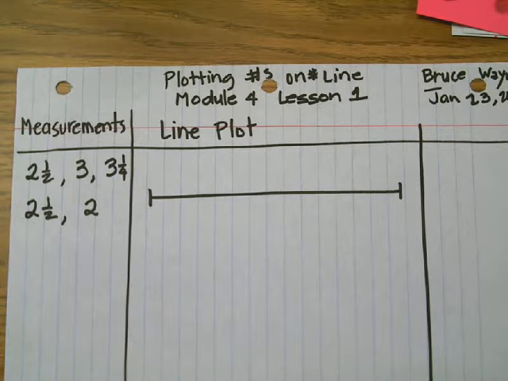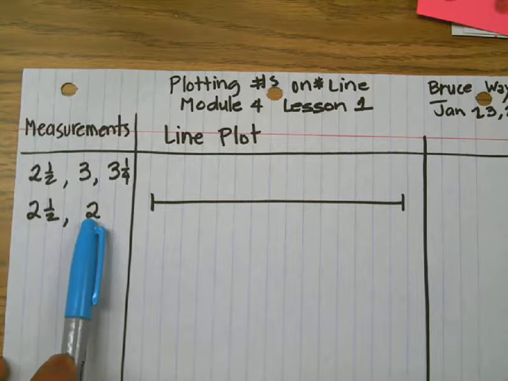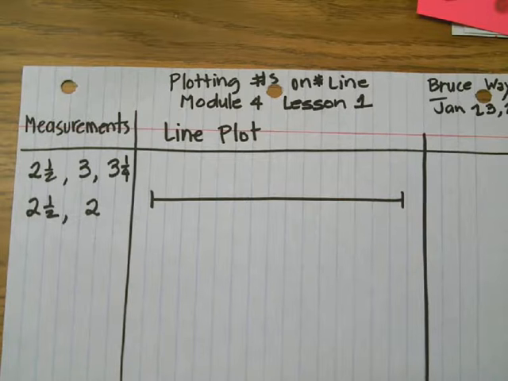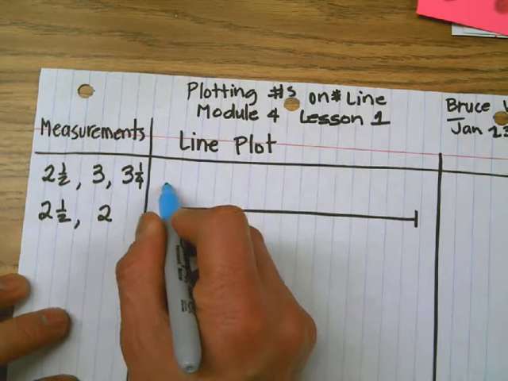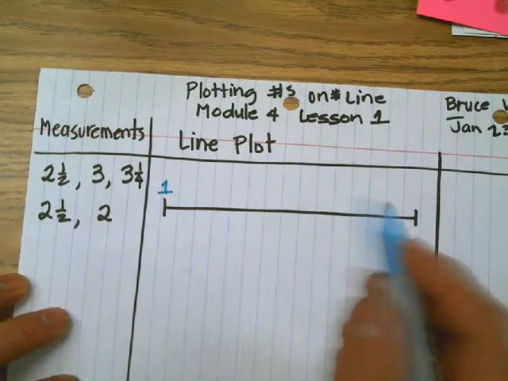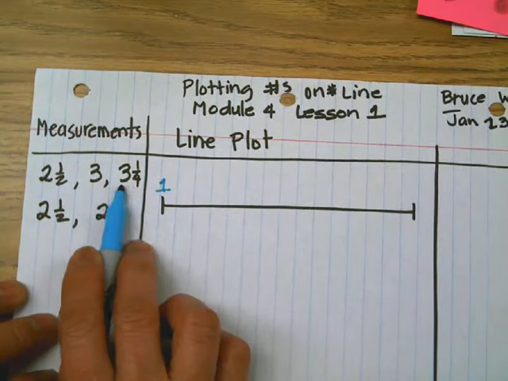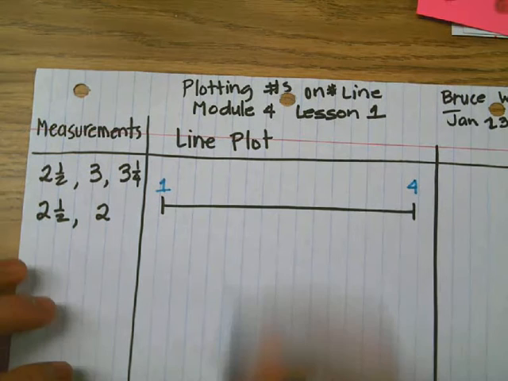So the first thing you have to do is decide which number to start the number line from. Well, the smallest number is 2, so I can start the number line from 2. I can start it from 0 as well, or from 1. But just to make it simpler, I would want to start from 2. So let's start from 1, and the highest number is 3 1/4, so I'm going to make it all the way up to 4. That way I can plot the numbers on it.